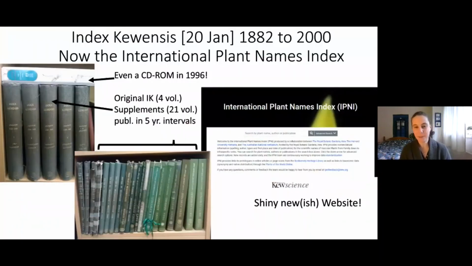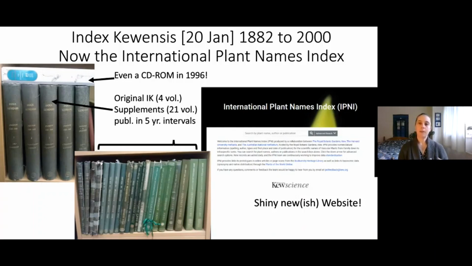So this is the part that I know the most about. This is an image of the published paper copies of Index Kewensis. This was a list of all plant names published that was instigated by Charles Darwin in the 1880s, and it was published through Kew. There were 4 original volumes, and then there was a supplemental volume published every 5 years up until the year 2000.